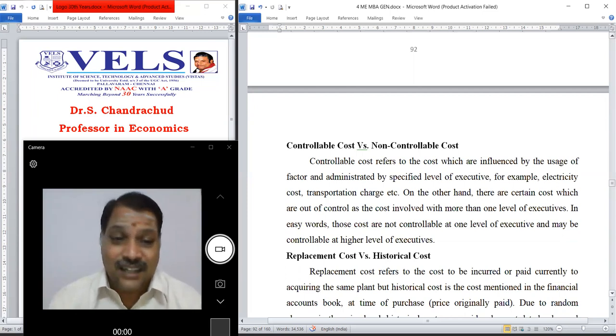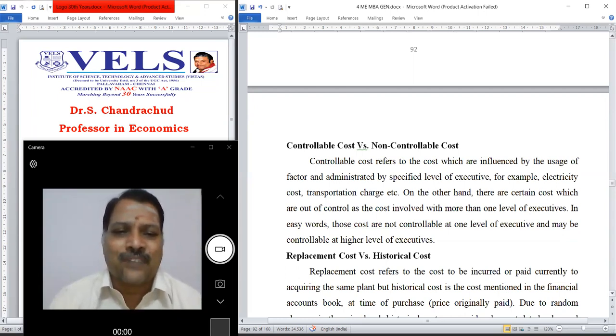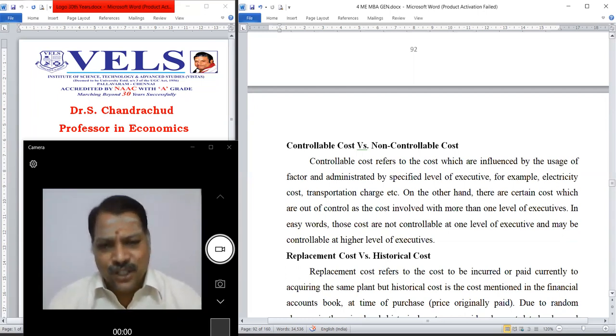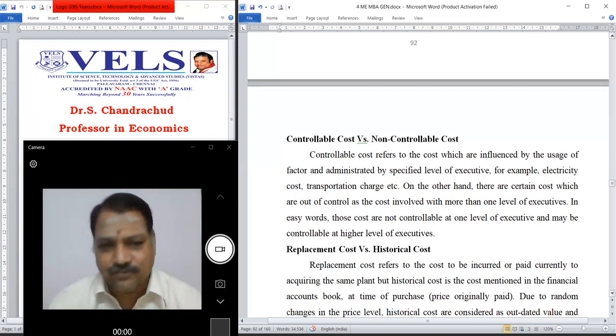On the other hand, there are certain costs which are out of our control. Those costs involve more than one level of executive. In easy words, those costs which are not controllable at one level of executive, but may be controllable at a higher level of executive, are called non-controllable costs.